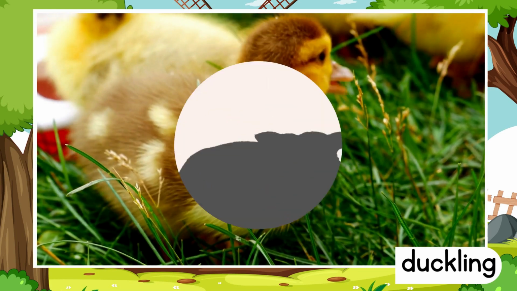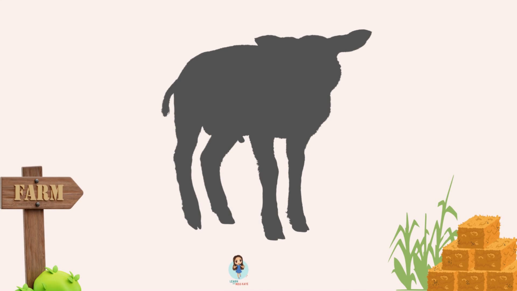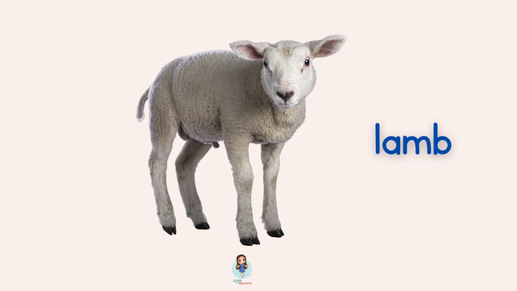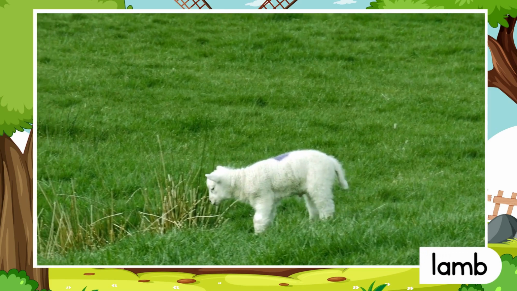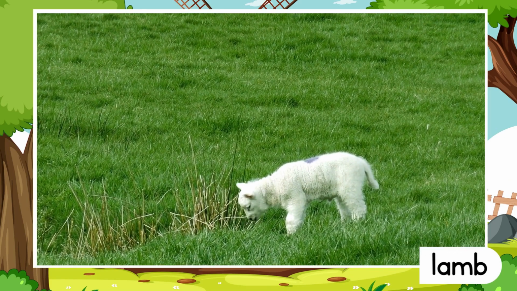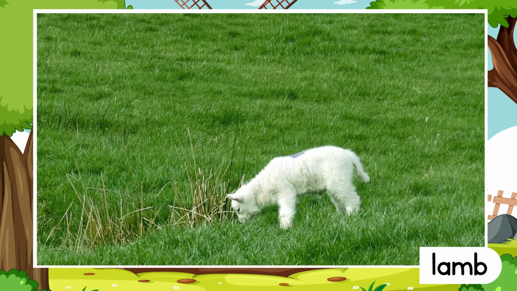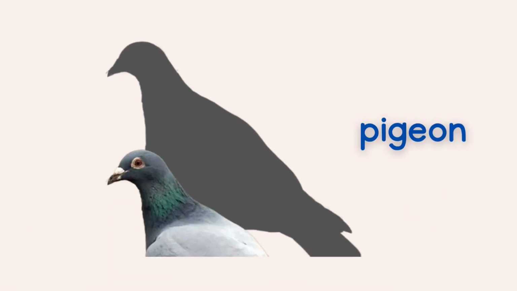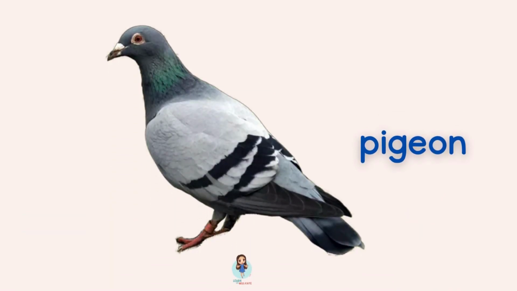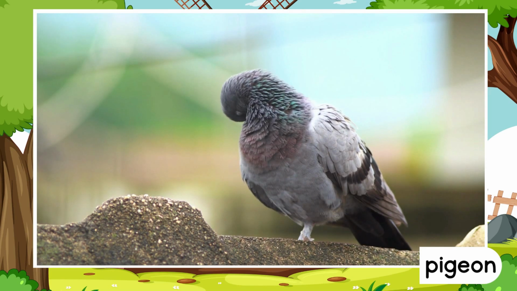Guess this animal. Lamb. Lamb. This is a lamb. A lamb is a baby sheep. Lamb. What animal is this? Pigeon. Pigeon. Pigeon. This is a pigeon.